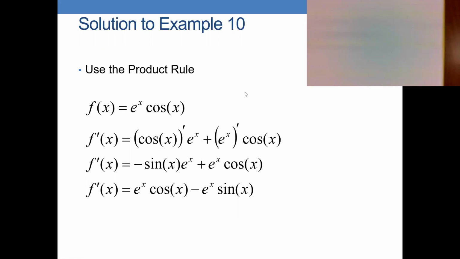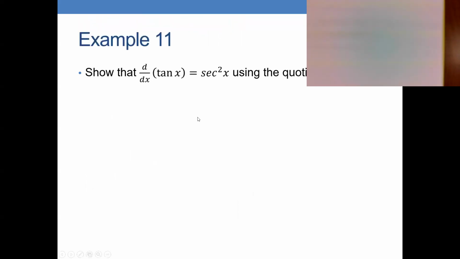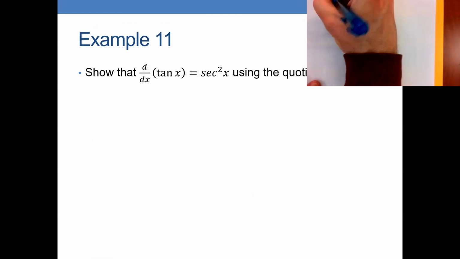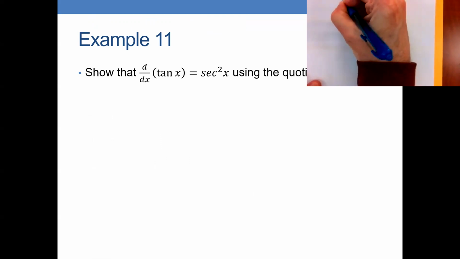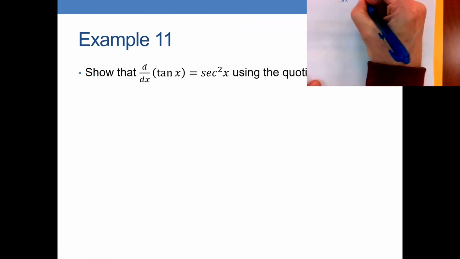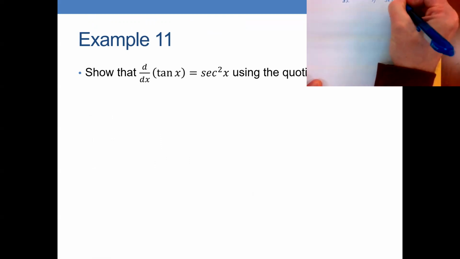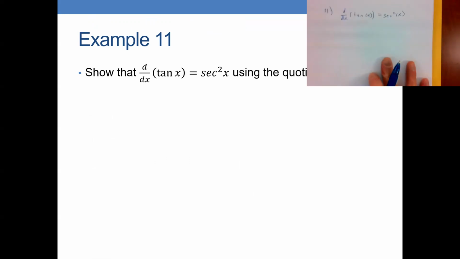All right. Okay, let's look at number 11. I'll send these out at the end of class. So we're going to show that the derivative of tangent is secant squared x. I just gave you that rule a minute ago.